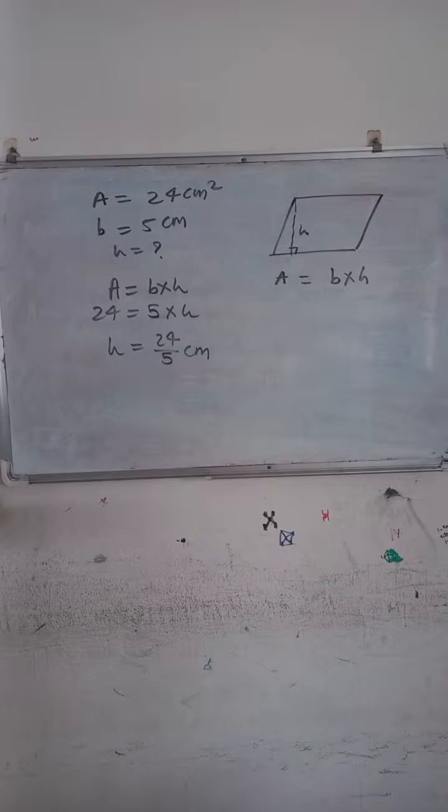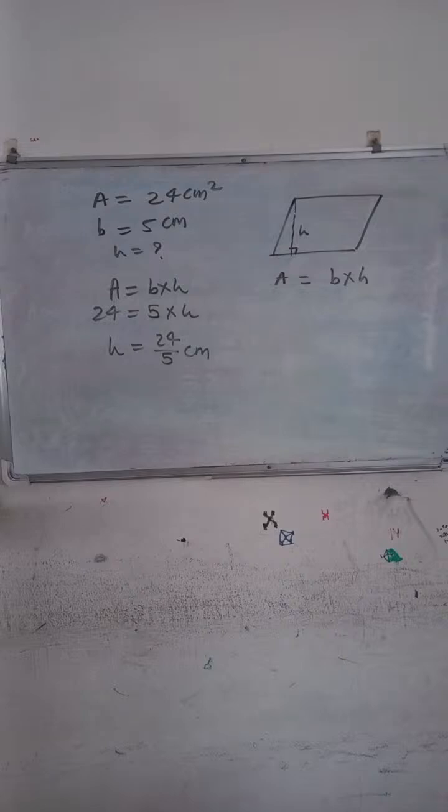Now, write down the next question. The area of a triangle is 50 centimeter square. Full stop. If the altitude is 8 centimeter, what is the length of its base?